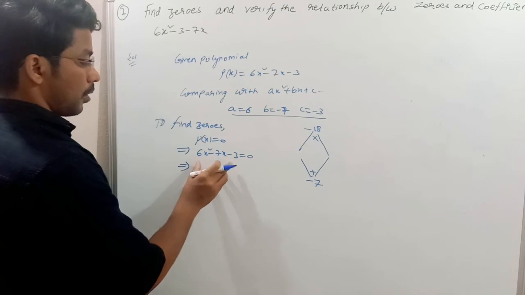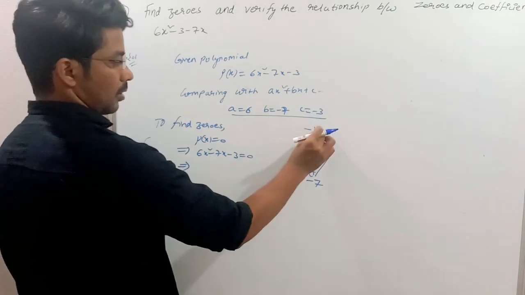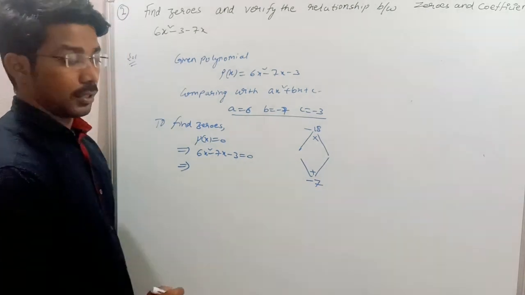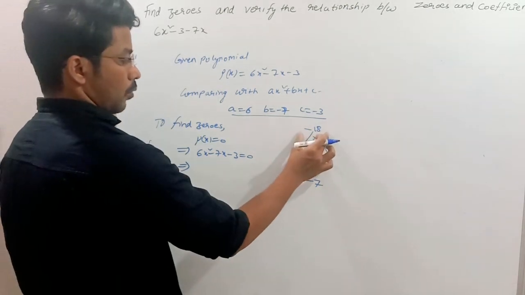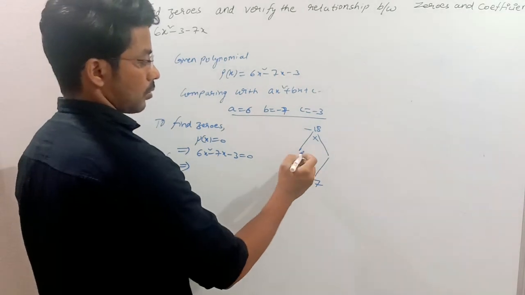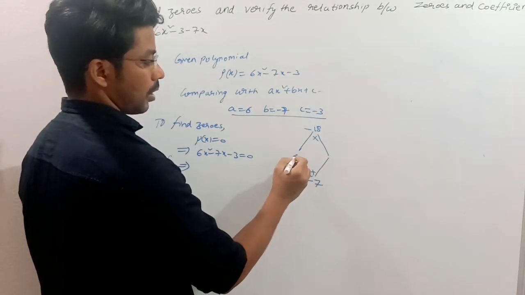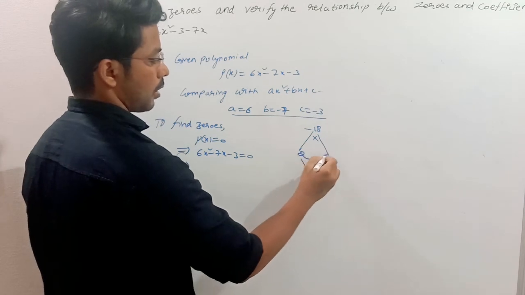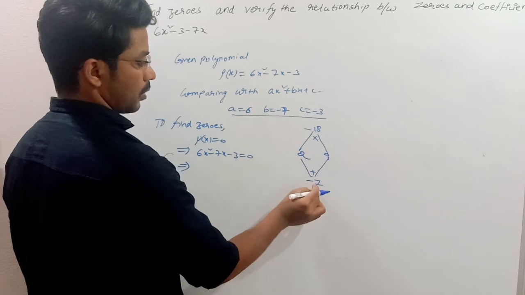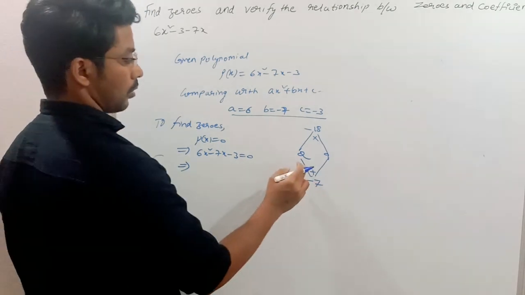So if we observe here, 6 into minus 3 is minus 18 and minus 7 is the coefficient of x term here. Now we know that factors of 18 are 2, 9, 3 and 6. So we can take 3 into 6 and 2 into 9. So let us take 2 into 9. Why? Because the difference of 9 and 2 is 7. So it is easy to solve this.